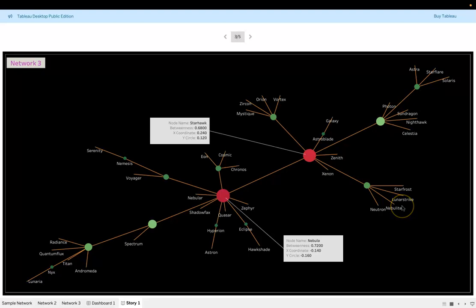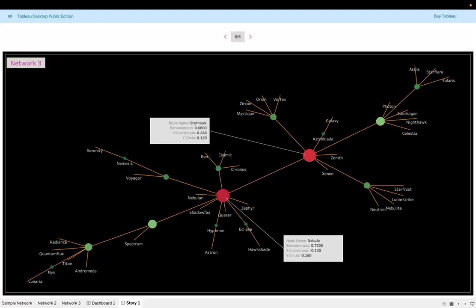Because so much traffic is routed through Nebula and Starhawk, network 3 is highly fragile. If Nebula were compromised by malware or taken offline, entire sections of the network would immediately lose connectivity. Since there are few alternative paths, messages cannot be rerouted efficiently, and many nodes would become isolated. This network exhibits clear single points of failure.